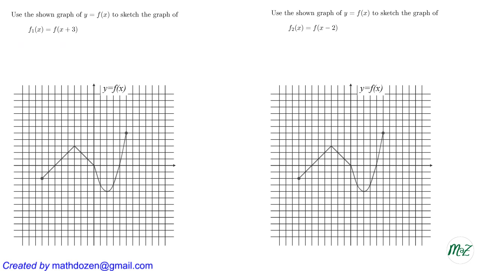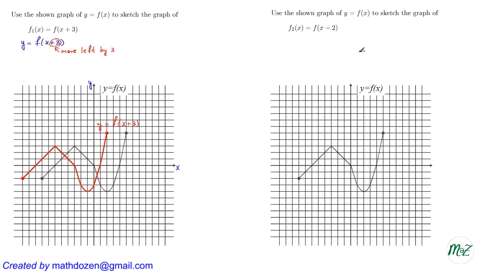So what kind of transformation does using x plus 3 instead of x produce? This plus 3 added directly to x is responsible for moving the graph left by 3 units. So to sketch the graph of this modified function, we just need to take this original curve and move it left by 3 units. When we're done doing that, we're going to end up with this red curve. That's the graph of y equals f of x plus 3.